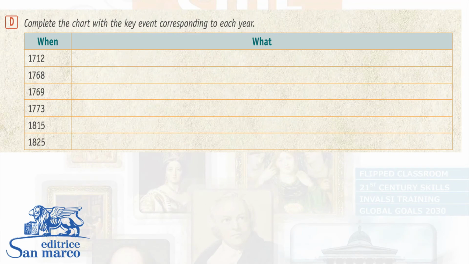And finally, we have a chart with the key events, where students have to briefly describe what type of event is linked to that particular year, so what happened and why this is relevant for what they are studying. And this is the end of this introductory part to the section.